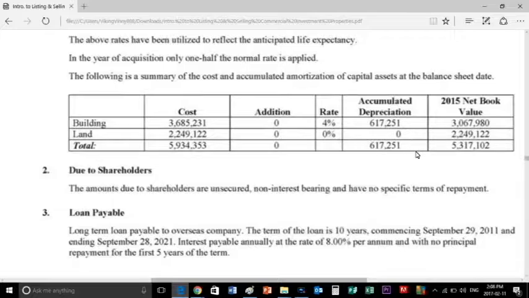So the total accumulated depreciation, so it's only on the building, not the land. That's $617,251. So the 2015 net book value of the building and the land, $5,317,102, because you're adding around 3 million for the building, 2.2 million for the land. So 3 plus 2.2. Here in this case, it comes out to over 5.3.